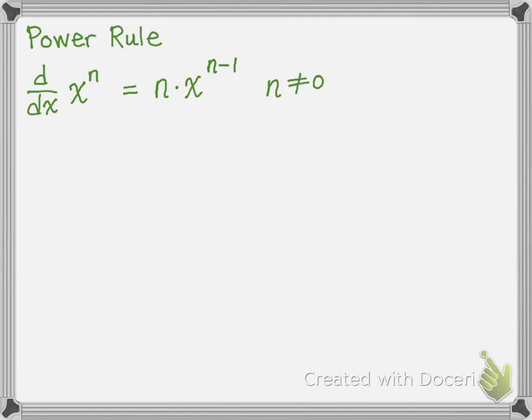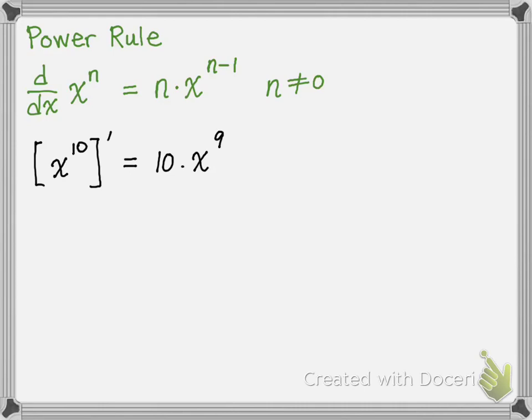So, for example, when n is a positive integer, let's say x to the 10th power, and you want to take the derivative with respect to x, you take the power n down, so 10 times x raised to the n minus 1 power. So n is 10, 10 minus 1 is 9. So this is a derivative when n is a positive integer.